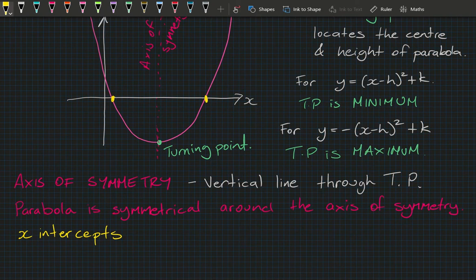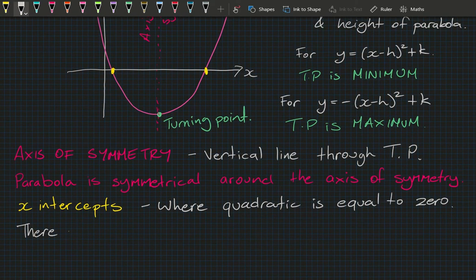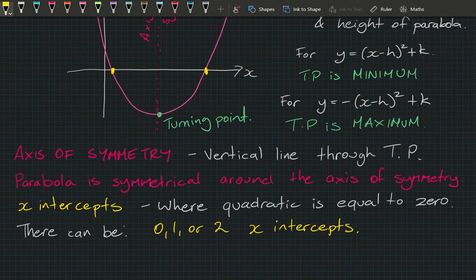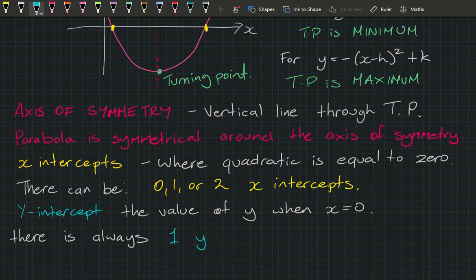And just like every other graph, it just means this is where our rule is equal to 0. So for the x-intercepts in a parabola, we're saying it's where the quadratic is equal to 0. And as you know from our work with quadratics, that means there could possibly be 0, 1, or 2 x-intercepts. And finally, we've got the y-intercept. This is just the value of y when x is equal to 0. And that means there's always only going to be one y-intercept.